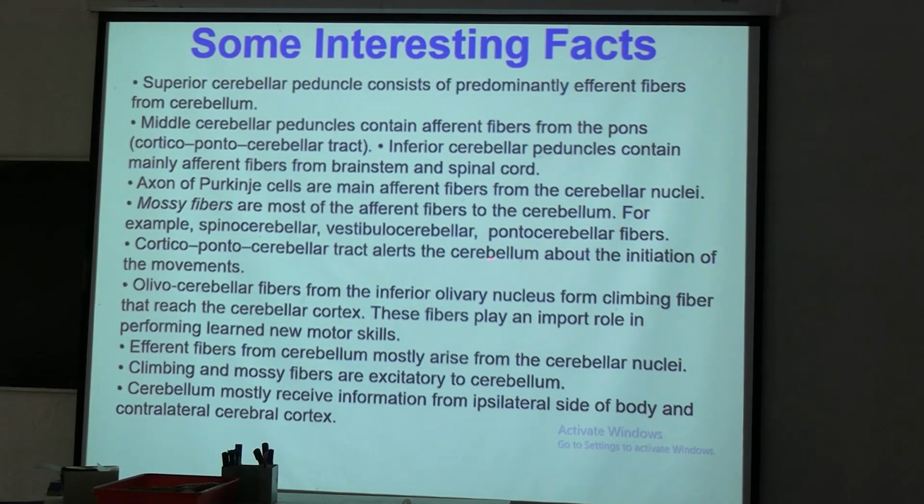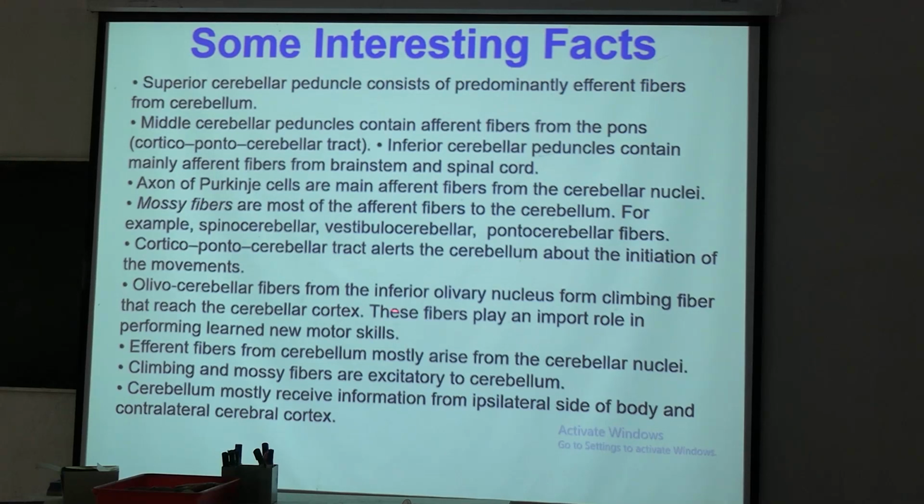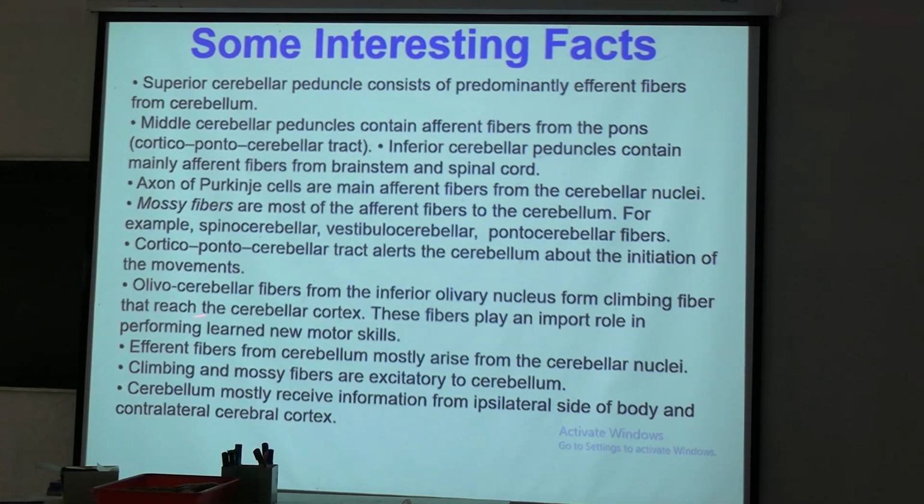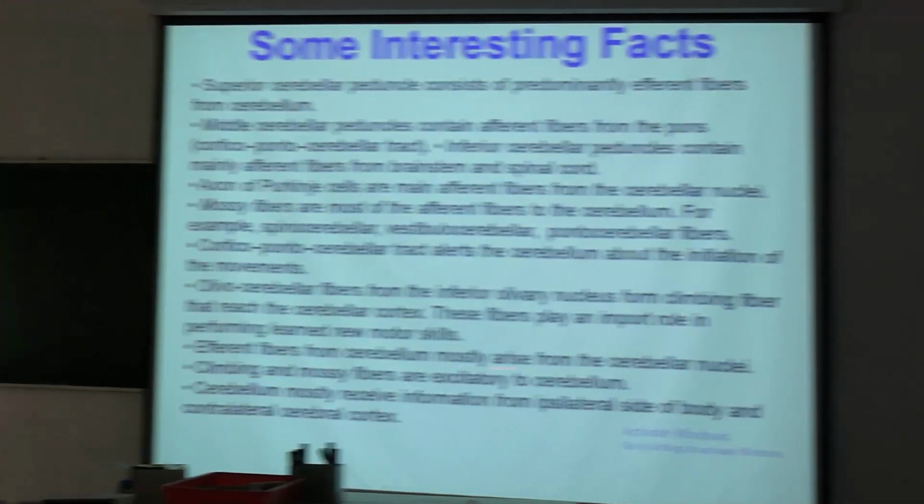The corticopontocerebellar tract alerts the cerebellum about the initiation of movement, and olivocerebellar fibers from the inferior olivary nucleus form the climbing fiber that reaches the cerebellar cortex, and these fibers play an important role in learning new motor skills. Efferent fibers from the cerebellum mostly arise from the cerebellar nuclei. Climbing and mossy fibers are excitatory to the cerebellum. The cerebellum mostly receives information from the ipsilateral side of the body and the contralateral cerebral cortex.